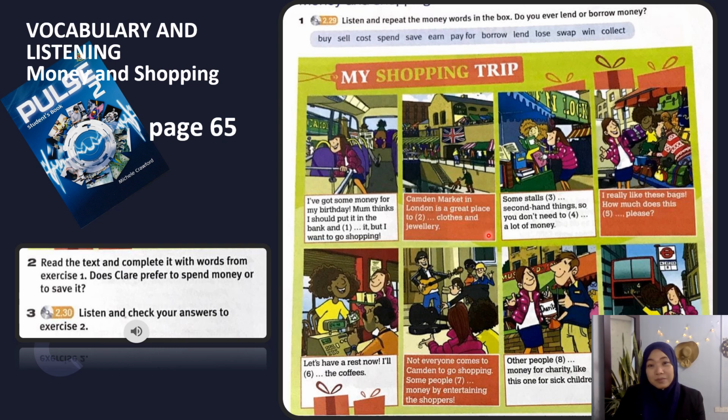Camden Market in London is a great place to buy clothes and jewellery. Some stores sell second-hand things, so you don't need to spend a lot of money. I really like these bags. How much does this cost, please? Let's have a rest now. I'll pay for the coffees.